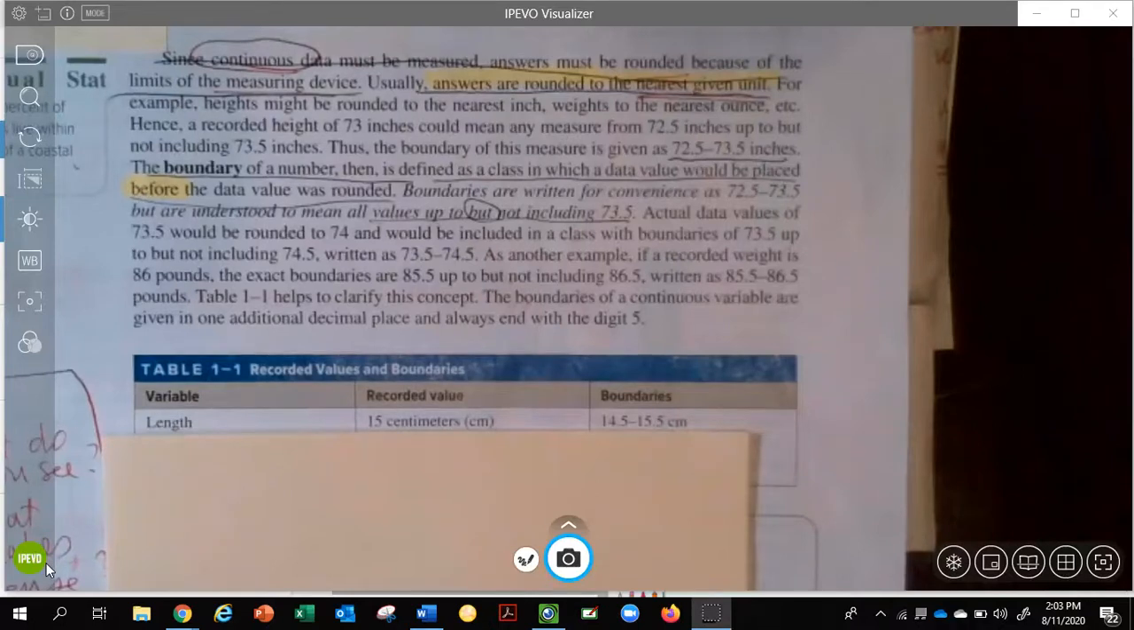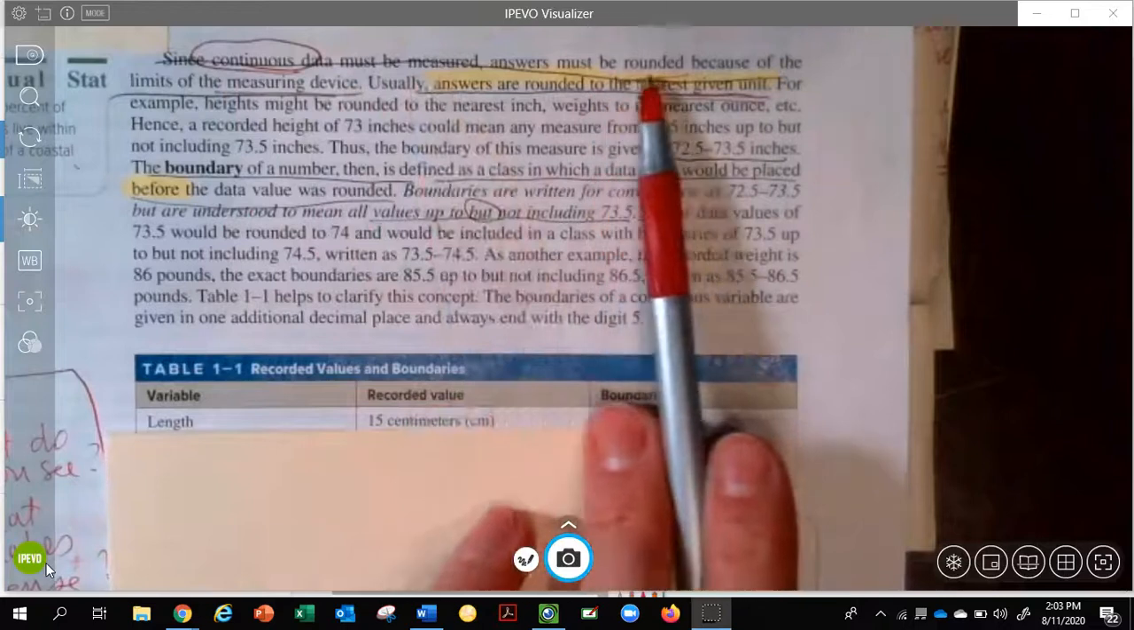Right now, you may not be sure what is important and what is not important, but what you see in my book, because you get a glimpse into my world, you get to see what is probably pretty important, but do keep reading the information in between my underlines. So the continuous data must be measured and must be rounded.